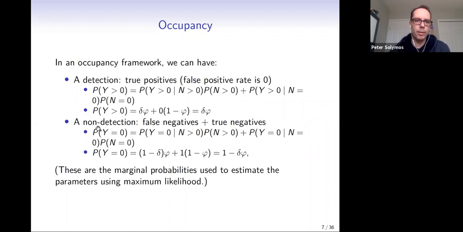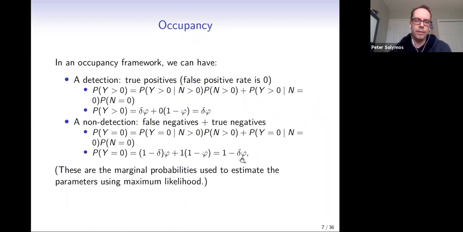And then we also talk about non-detections, observing a 0, which comes together as false negatives and true negatives. A true negative is when the species is not there, so there is nothing to observe. And a false negative is when it is there, but we happen to not observe it. And so this probability becomes 1 minus delta times phi. So these are often called marginal probabilities, and these two add up to 1.